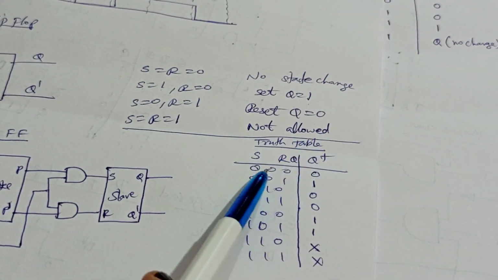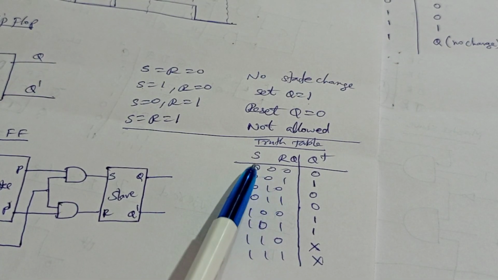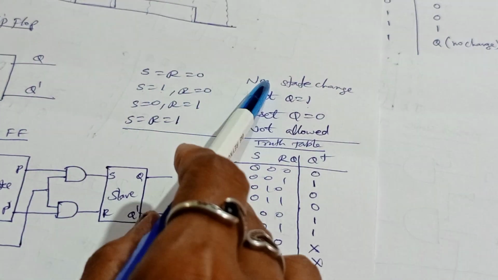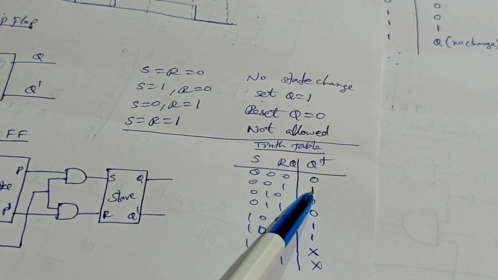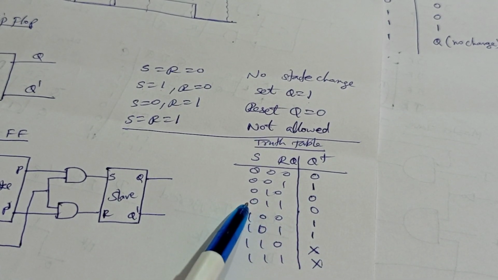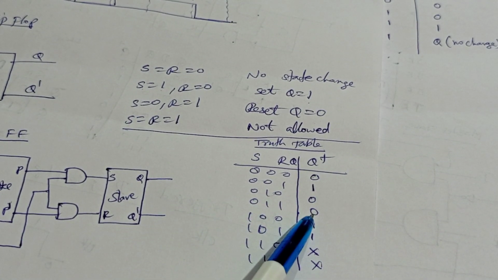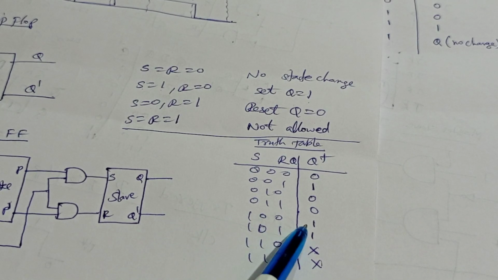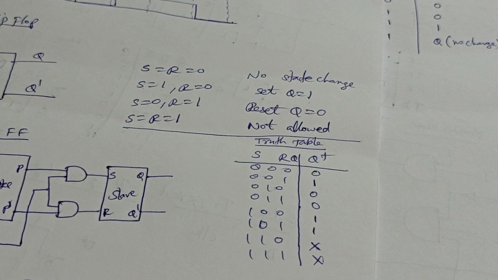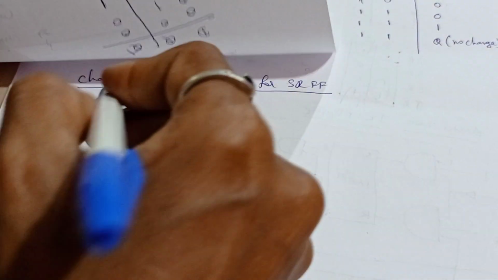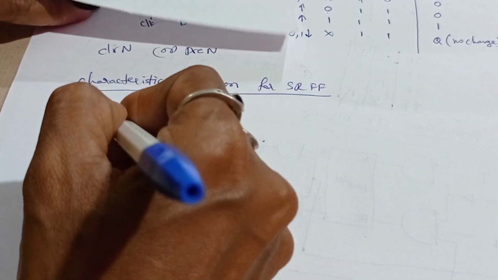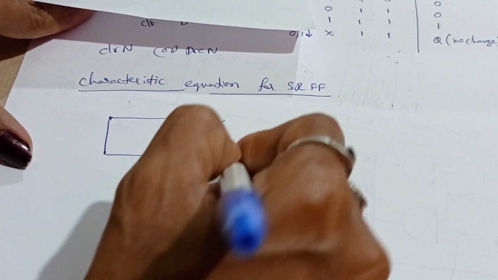By this, see, if both are 0, this is no change in the state. And if S is equal to 0, output is 0. And S is 1, output is set to 1. Both are 1s, it is not allowed. By this, now we'll find the characteristic equation with the help of K-map.